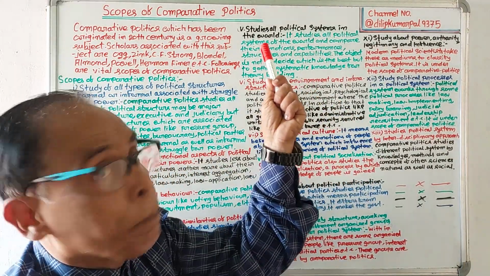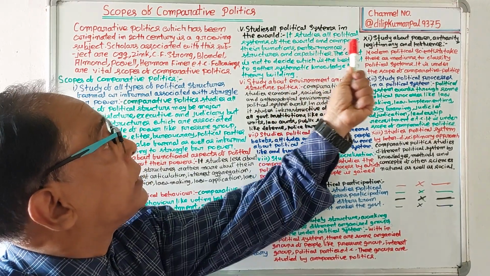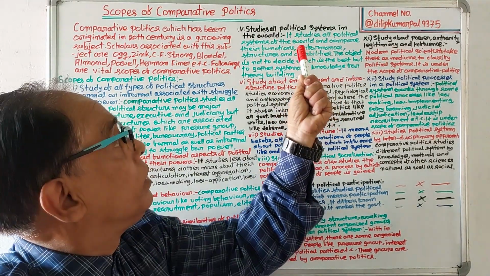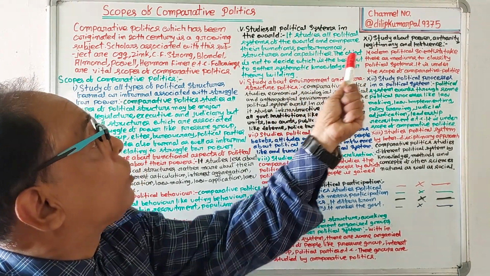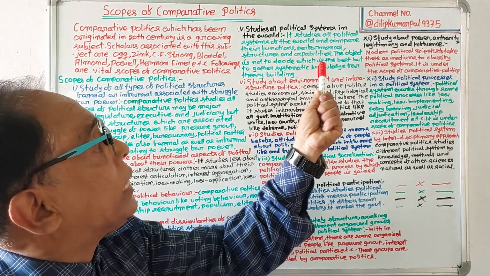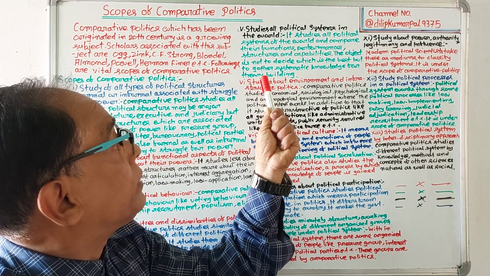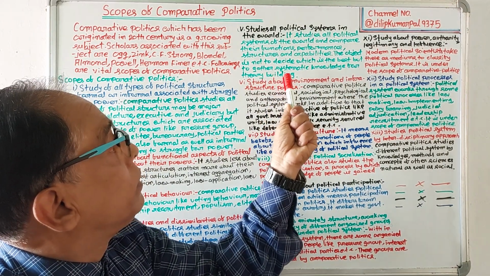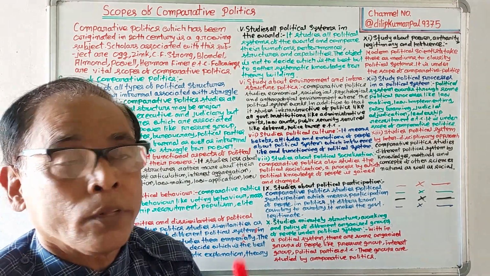Then the fifth scope of comparative politics is that it studies all political systems in the world. It studies all political systems of the world and compares their functions, performances, structure and capabilities. The objective is not to decide which is the best, rather gather systematic knowledge for theory building.